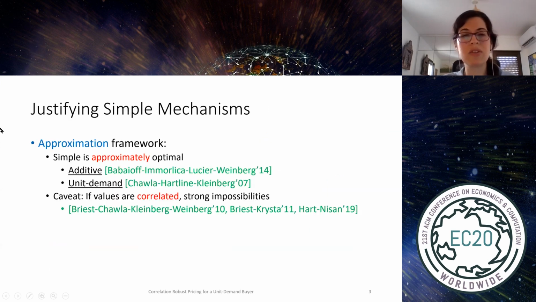A big mystery in mechanism design is the following. Why is it that optimal mechanisms are very complex, whereas what you see in practice tends to be simple? One way we've been approaching this as a community is through the approximation framework, where a typical result would look like: a simple mechanism is approximately optimal. We have these kinds of results for an additive buyer and also for a unit demand buyer. Specifically for unit demand, the simple mechanism is arguably as simple as possible: just set prices for the items.